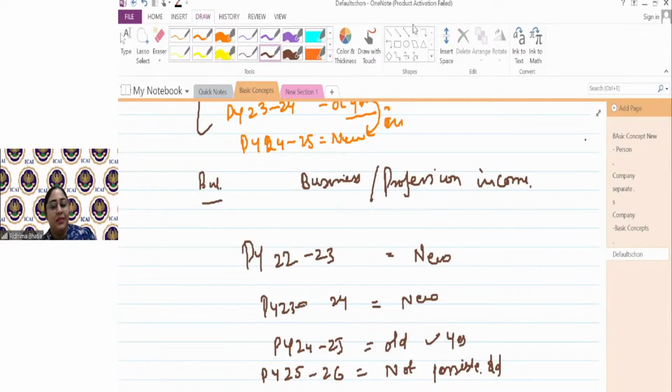Profession income is business income. Salaried means when you're working somewhere. Profession means when you're doing your own particular practice. If a chartered accountant works as an employee, it is salary income. Avoid AMT for now, guys. If a chartered accountant works in his own practice, then it is professional income.